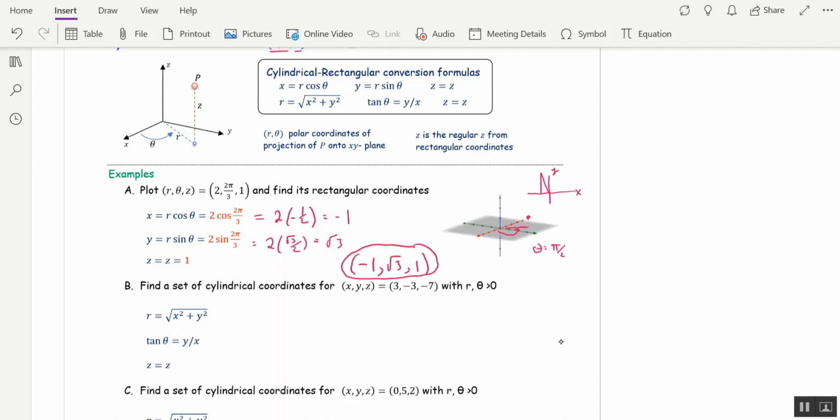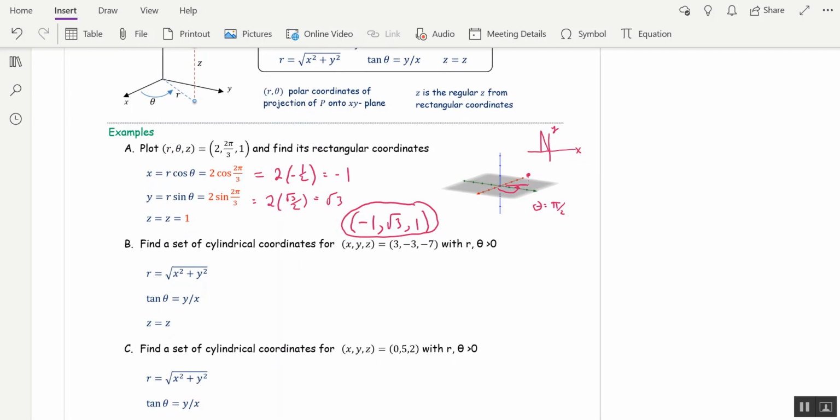Okay, find a set of cylindrical coordinates for this point with r and theta positive. Now, we always choose r positive for integration, but theta being positive is a choice that your textbook, My Open Math, makes. They want theta positive. So I'll show you how to work with that. So our conversion formulas are here.